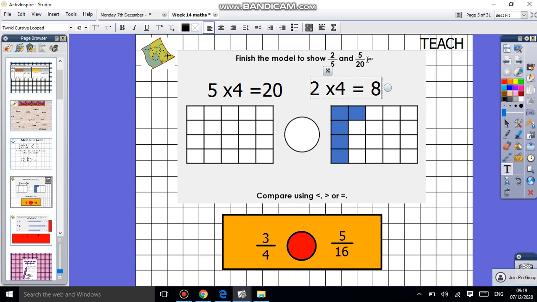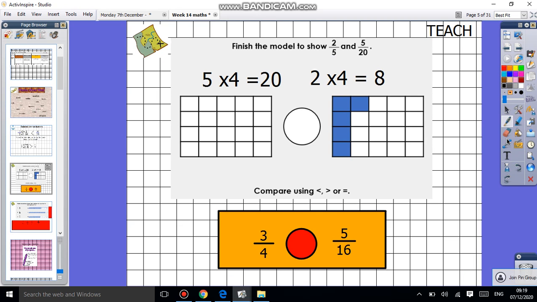Now I don't have to do anything to 5/20 because it's already in the 20ths. I don't need to change it at all. Okay, we don't need the denominators to be different. We need them to be the same. So now if I highlight 8/20, 1, 2, 3, 4, 5, 6, 7, 8. I can see that that is showing both 2/5 and 5/20, and I can compare them and say that 2/5 or 8/20 is bigger.